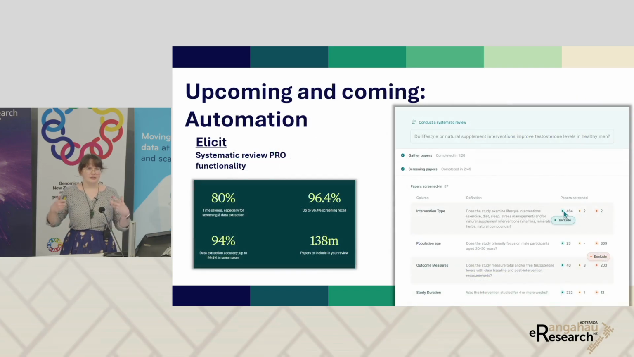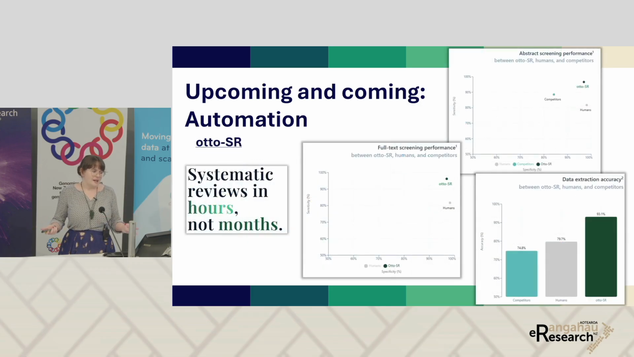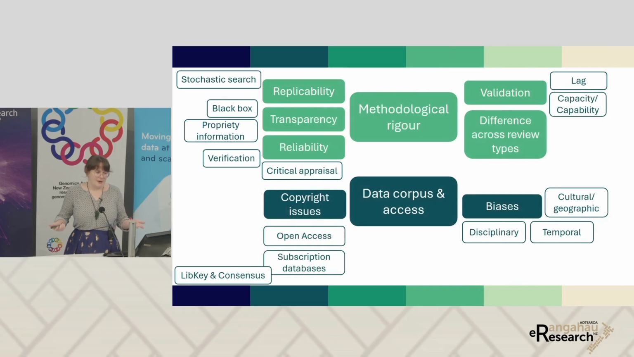However, there are tools coming out that are in the automation of literature reviews. Elicit is one of them, and they promise such high time savings, 80%, with a really high accuracy rate compared to human reviewers as well. And then there's another one, AutoSR, and that's outcompeted the human reviewers in these reviews as well. So the technical capability is there, but the hurdles are things around methodological rigor and the data corpus that it has access to.